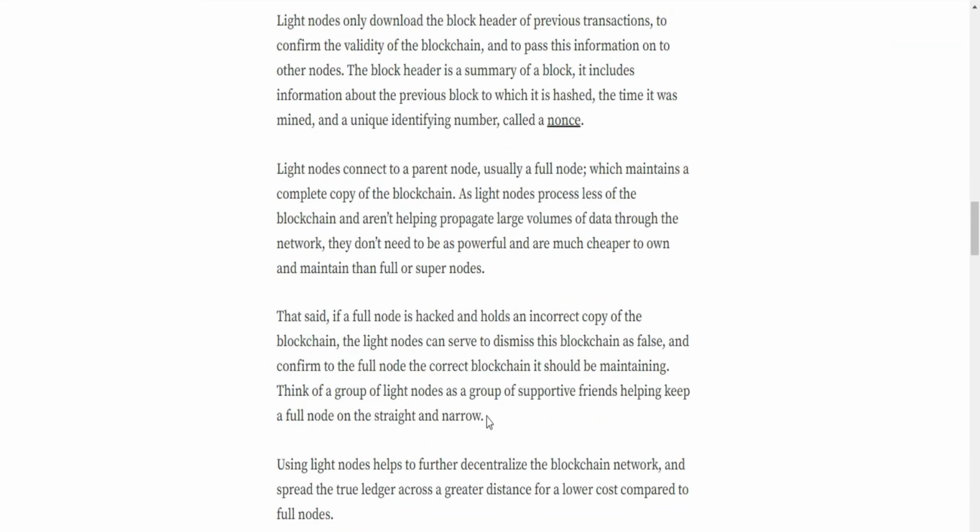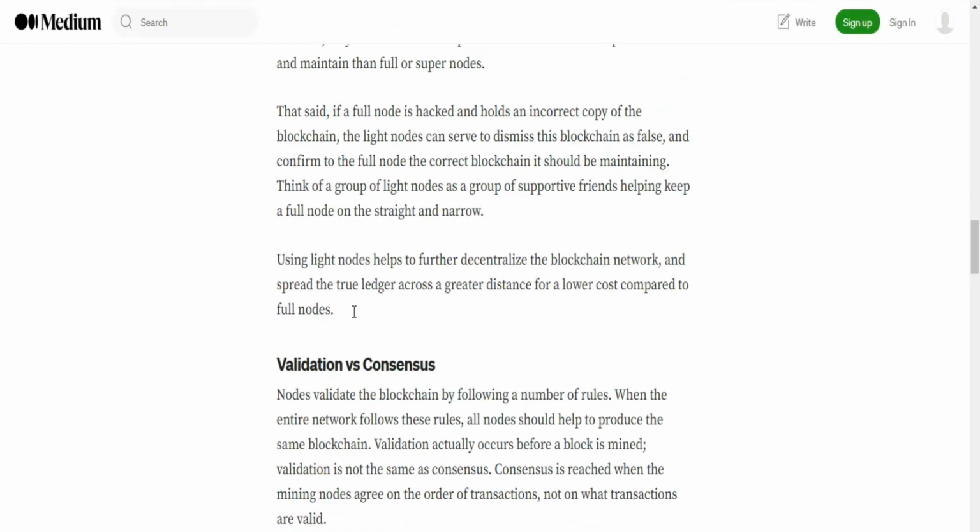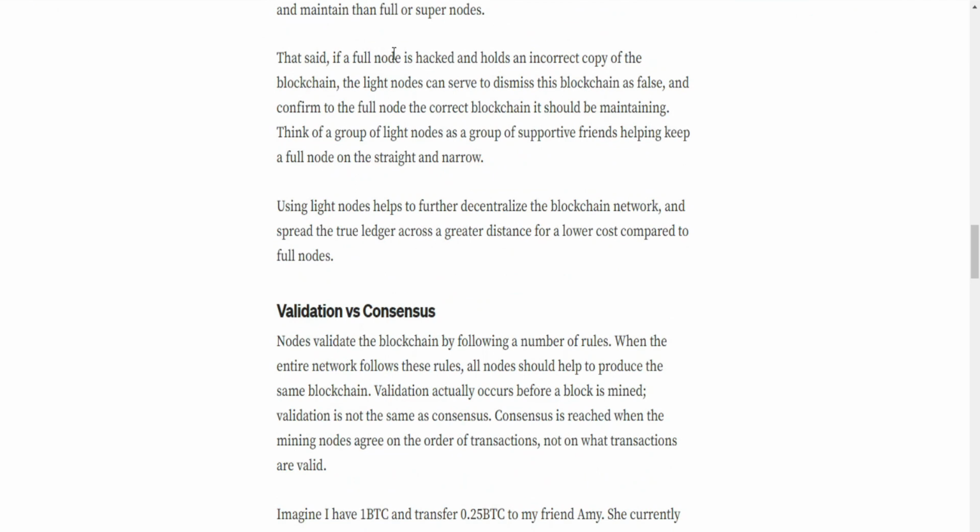Light nodes connect to their parent nodes, usually a full node, which maintains a complete copy of the blockchain. As light nodes process less of the blockchain, they do not propagate large values of data through the network. They do not need to be as powerful and are much cheaper to maintain than full or super nodes.